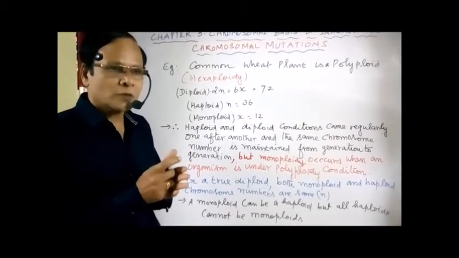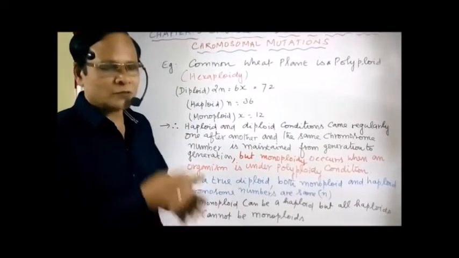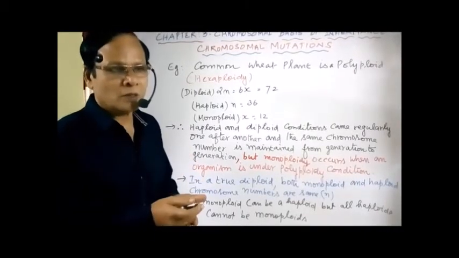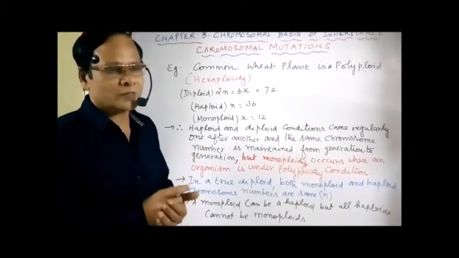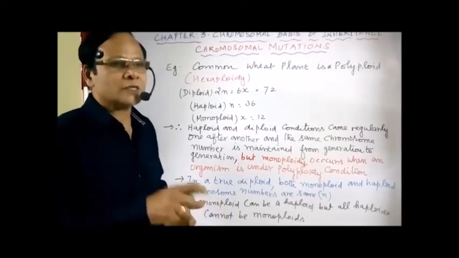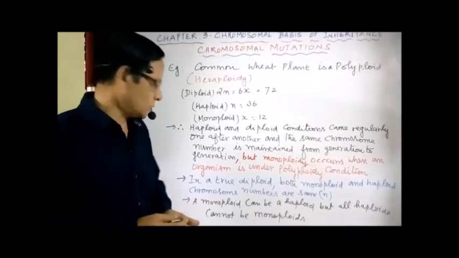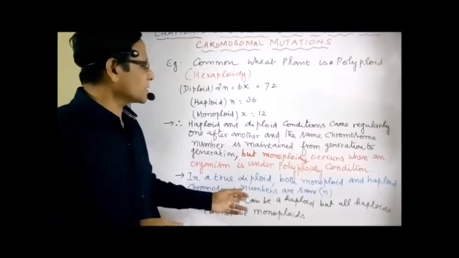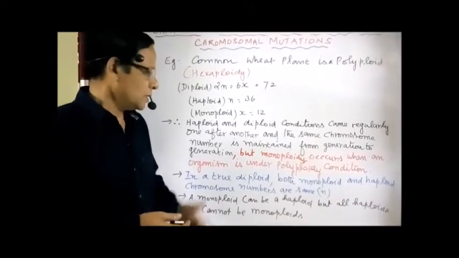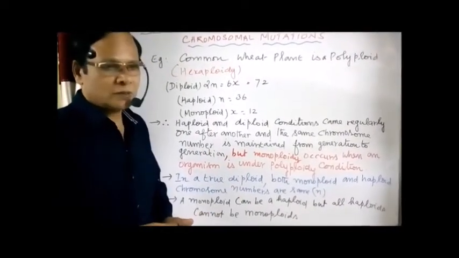So we are talking about polyploidy and monoploidy with reference to only the somatic cells. If we are talking about monoploidy, diploidy or polyploidy, all refer to the somatic cells. But if we are talking about the haploid condition, it's only the gametic cells, that is, in the case of sperm or egg or spores. So anyway, a monoploid can be a haploid in the number of chromosomes, but all haploids cannot be monoploids.